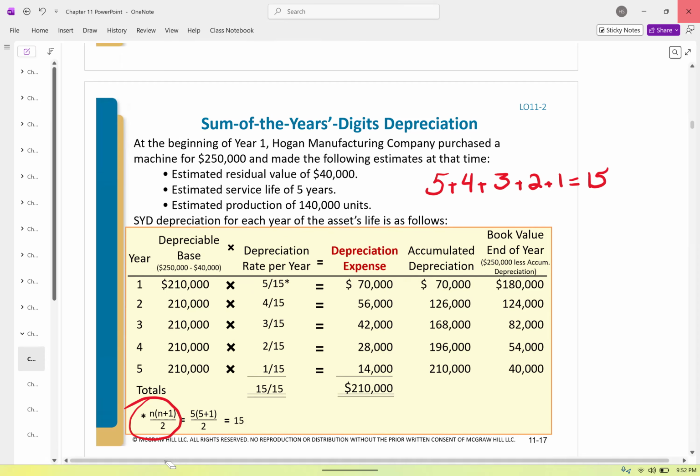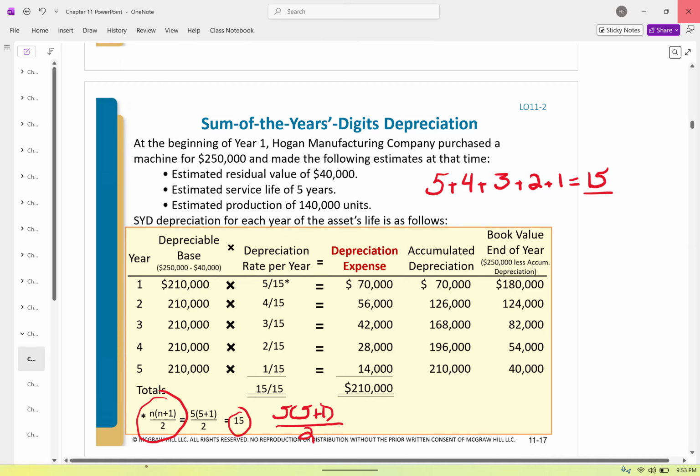There's a little formula right down here that you can use. They've already got the 5 there: 5 times parentheses 5 plus 1, divided by 2. That will end up giving you the number you need for sum of the year's digits. So we have 15, and that is going to be our denominator.